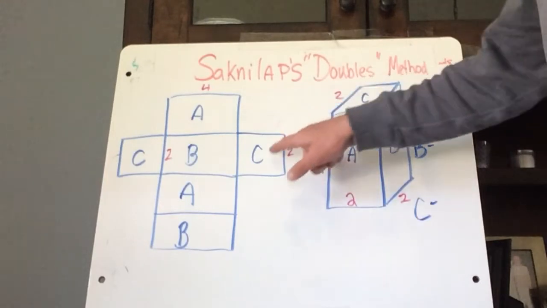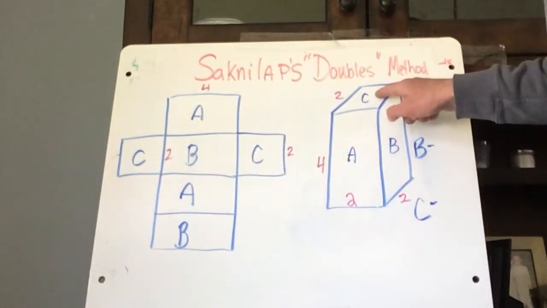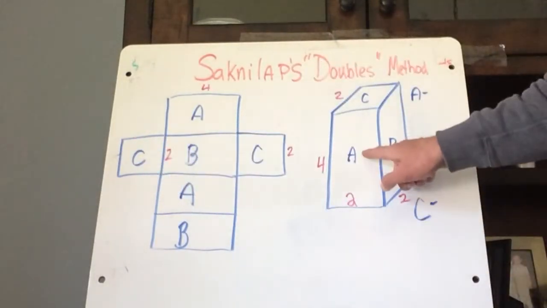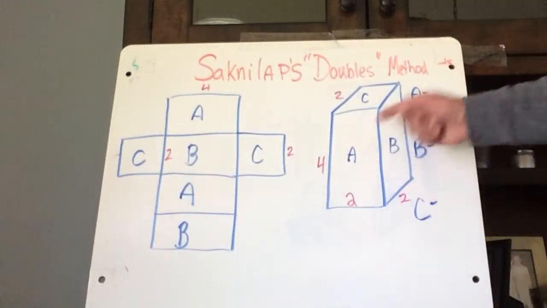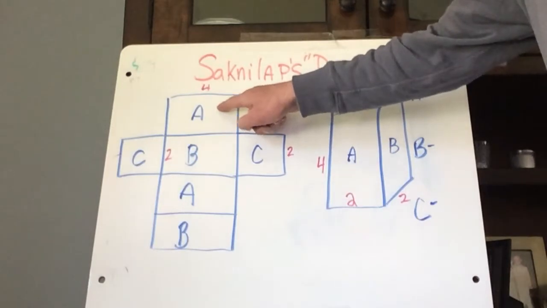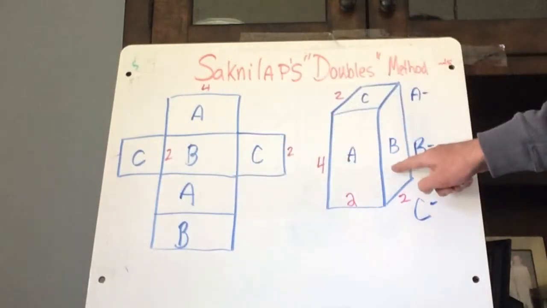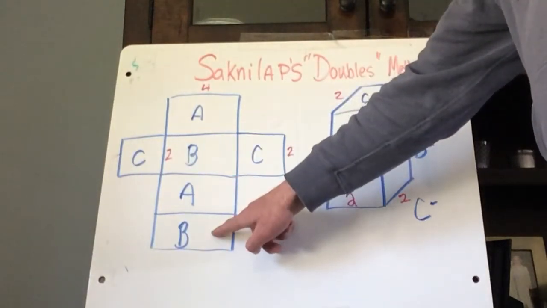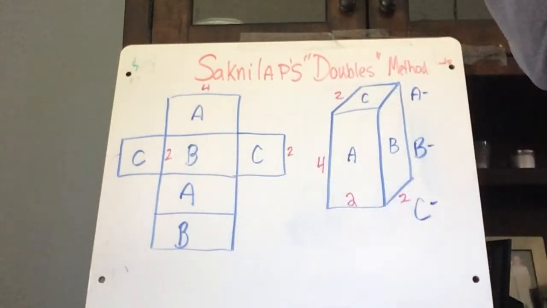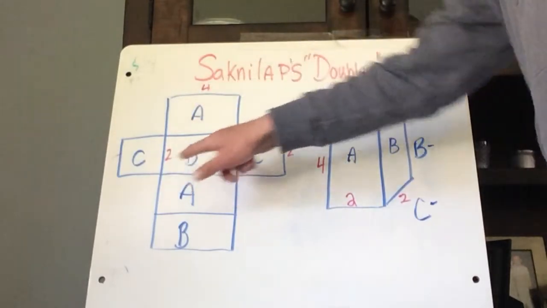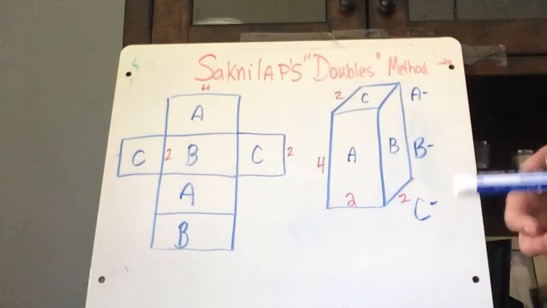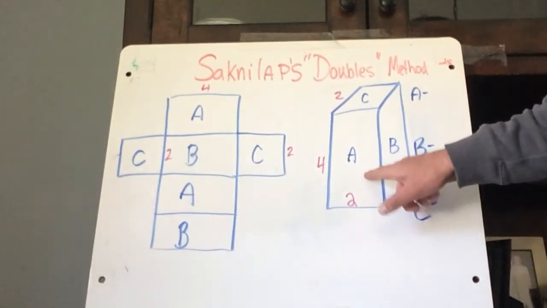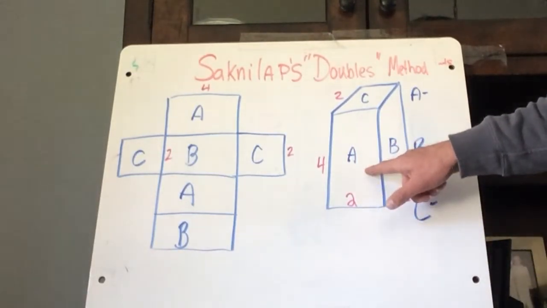C, there's a top and a bottom. Top and bottom. A, front and back. Front and back. B, side, side. Notice 4, 2, and 2. So the first thing I'd like to have kids do is to properly label this shape.